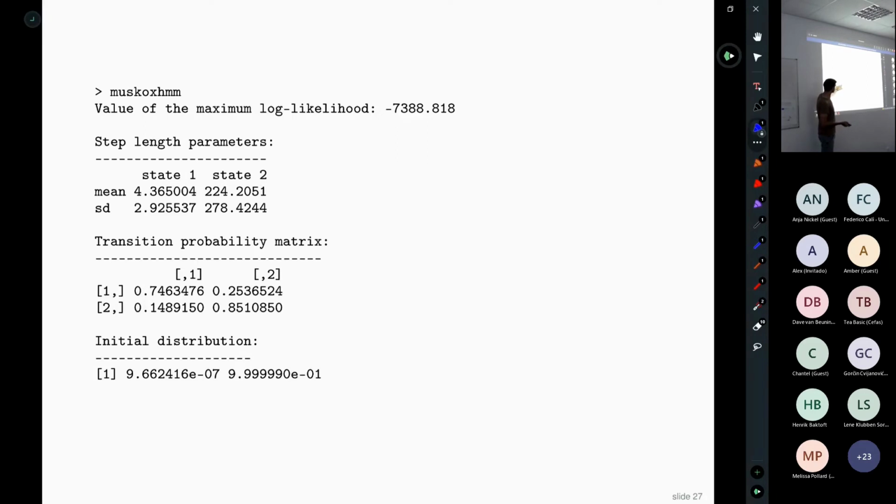And we have the state transition probabilities, and we see on the diagonal we have 75, 85%, so a tendency to remain in a state. There's also this initial distribution, but that is not interesting. This is just the probability of starting in state 1 versus state 2 at the very first time point. Why would we be interested in that? But it needs to be estimated, because otherwise the model is not complete. Okay, so this is interesting, and this is interesting.